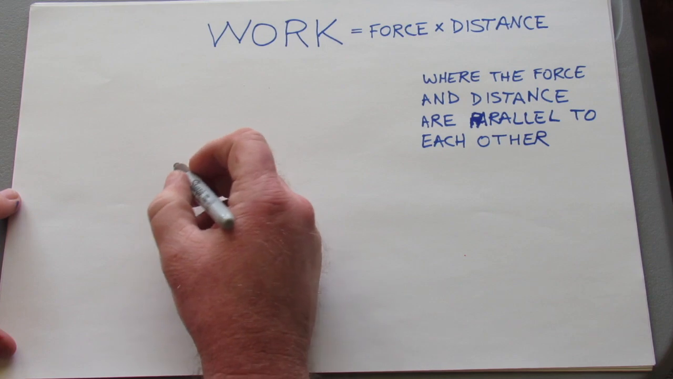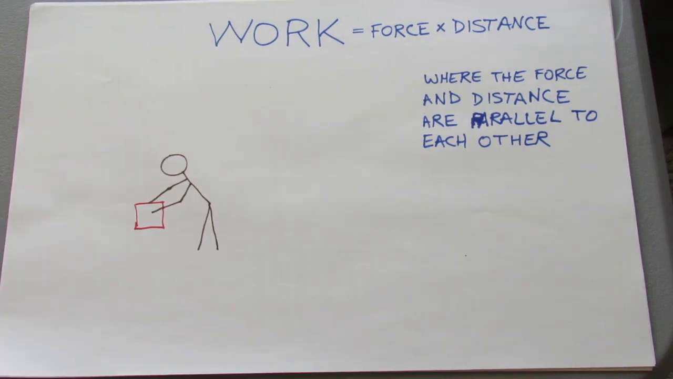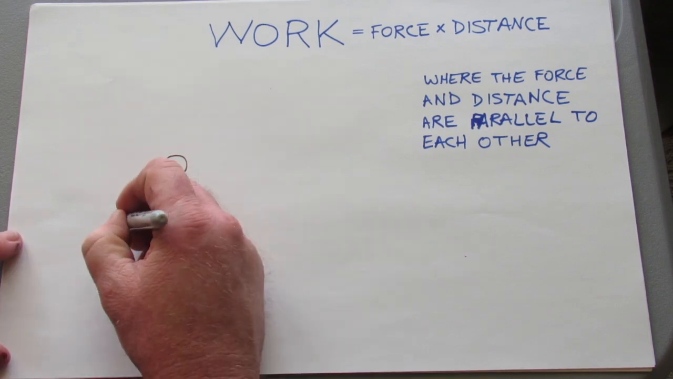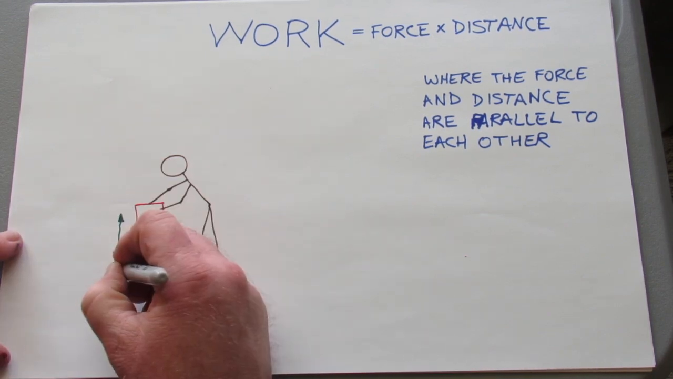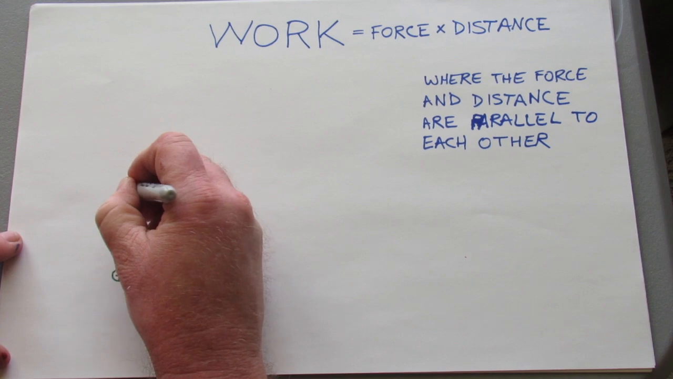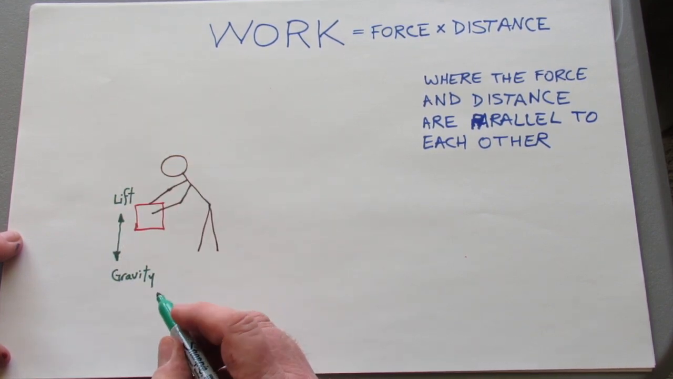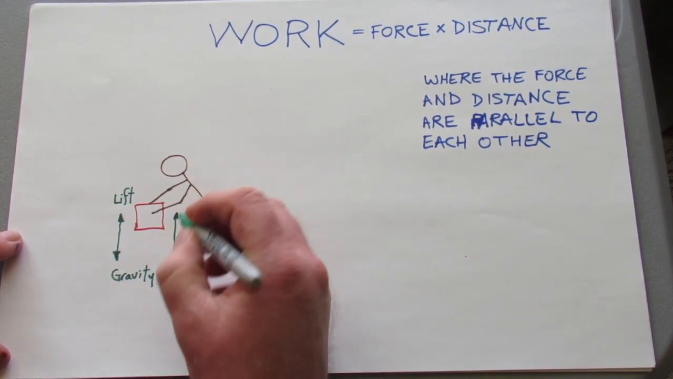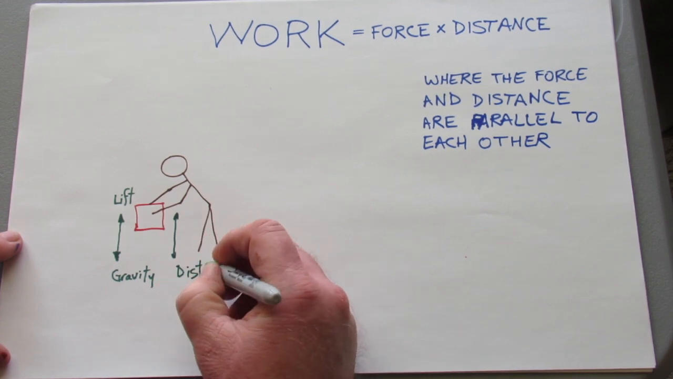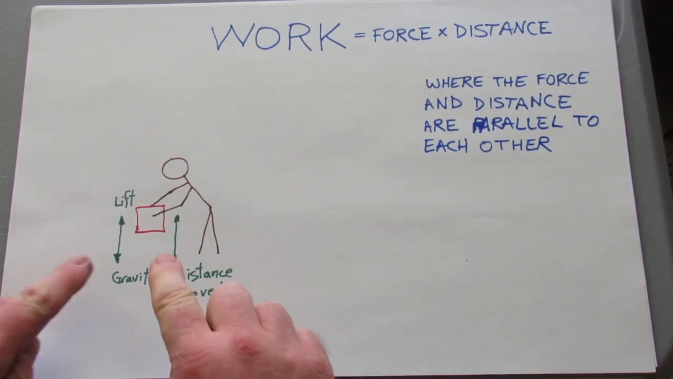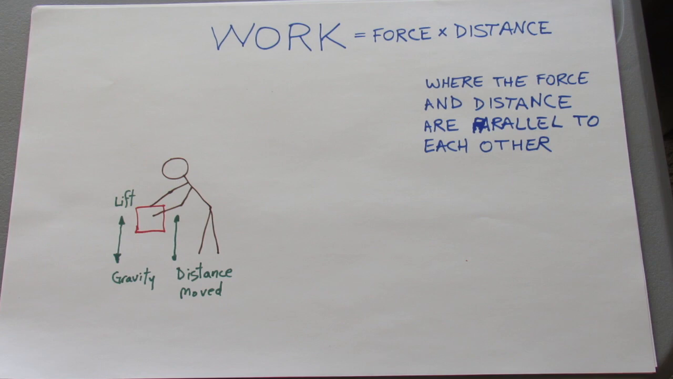So, for example, a person is lifting a box. And in this case, the forces of gravity and the force of the person lifting are vertical, and distance moved is also vertical. So as you can see in my graphic, the forces and the distance moved are parallel to each other. It's not just gravity, it could be forces in any direction.